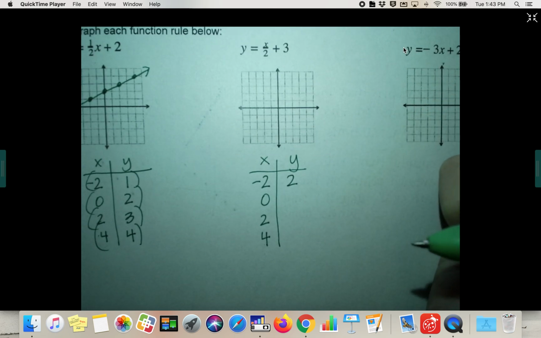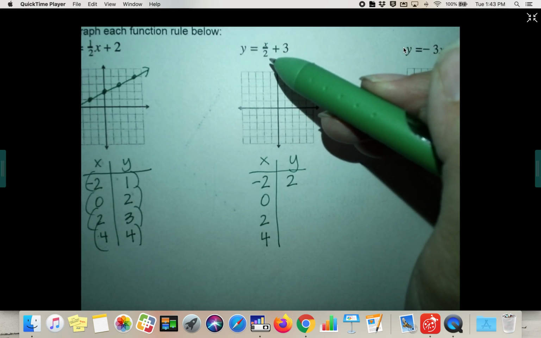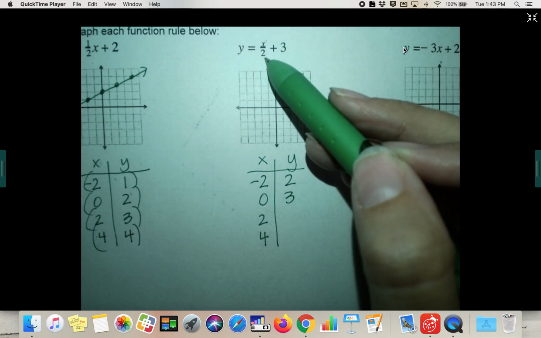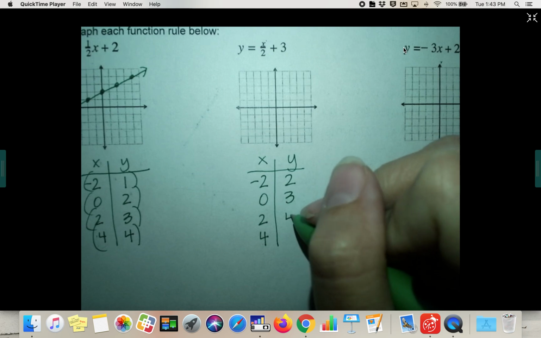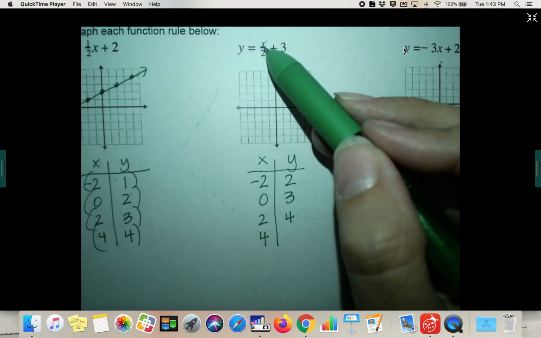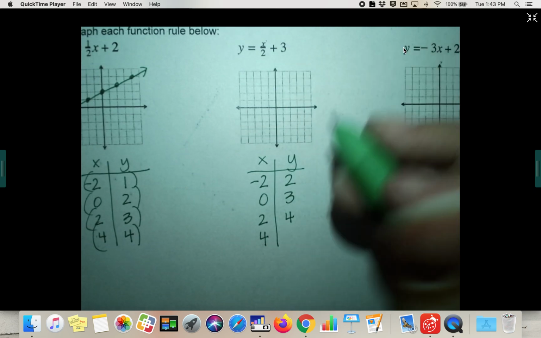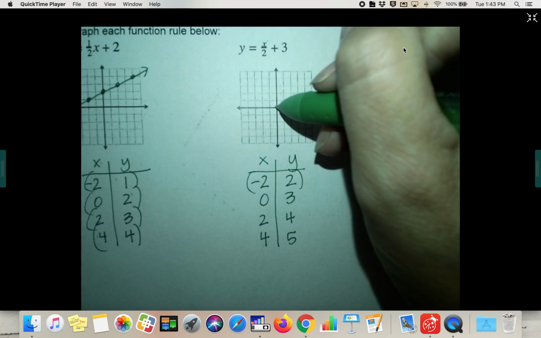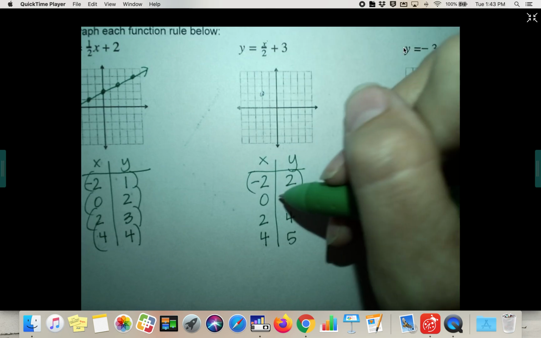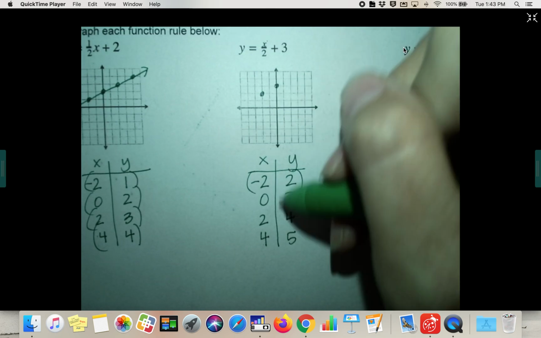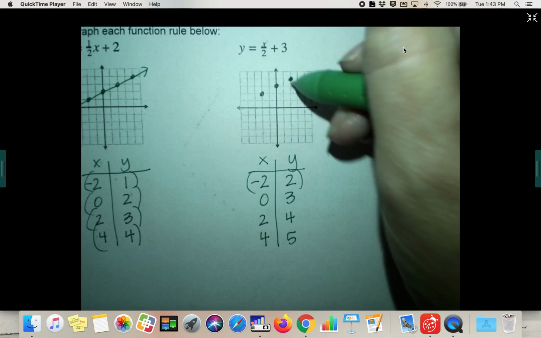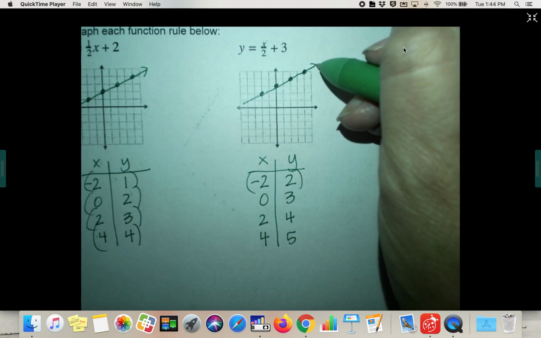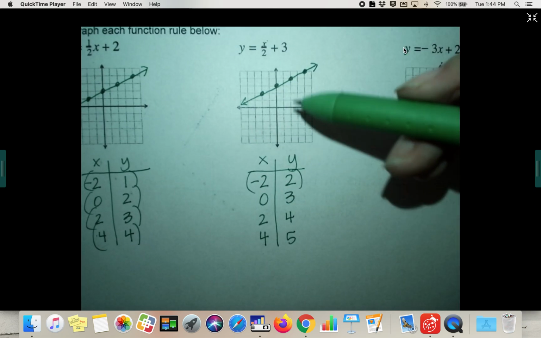Use your calculator if you're not sure. 0 divided by anything is 0. Plus 3 would just be 3. 2 divided by 2 is 1. Plus 3 is 4. And then 4 divided by 2 is 2. Plus 3 is 5. So let's go graph these. -2, 2 is here. 0, 3 is up here. 2, 4, 4, 5. Go ahead and draw a line through with arrows on each end, showing that it is a continuous graph.